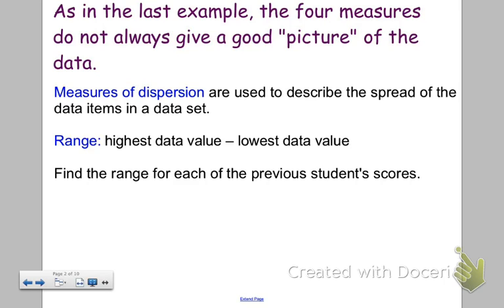So in the last example, we found that those 4 measures of central tendency didn't necessarily give us a good picture of that data. Every single measure of central tendency ended up being the same. Okay? So this is where measures of dispersion come into play. Okay? Measures of dispersion measure the spread of the data items.